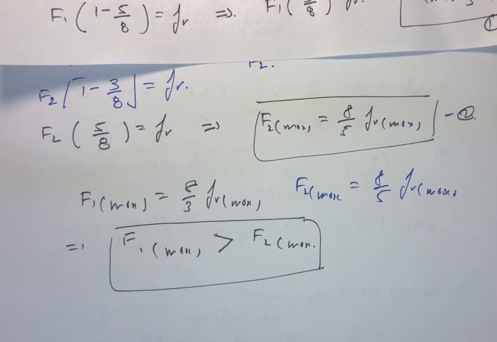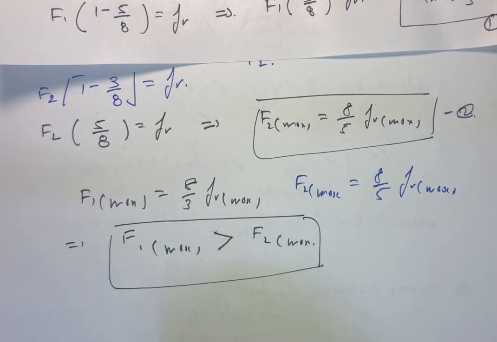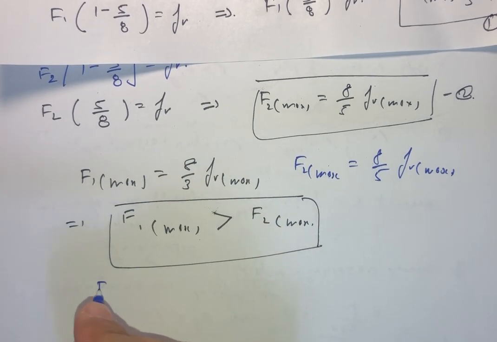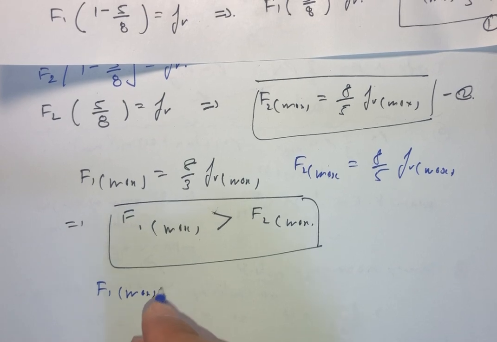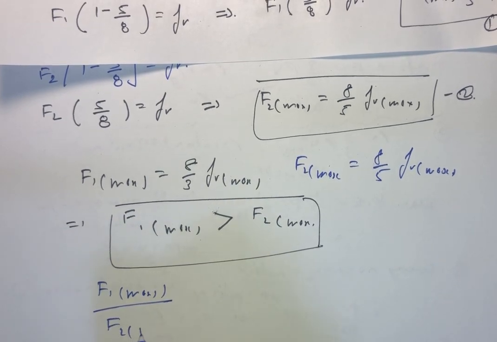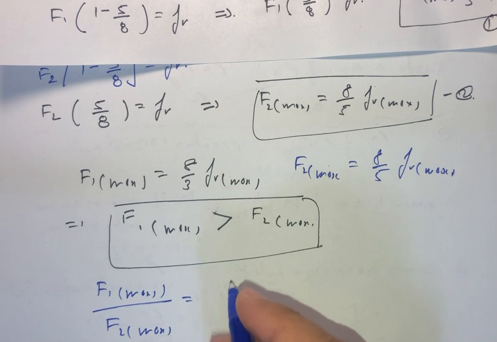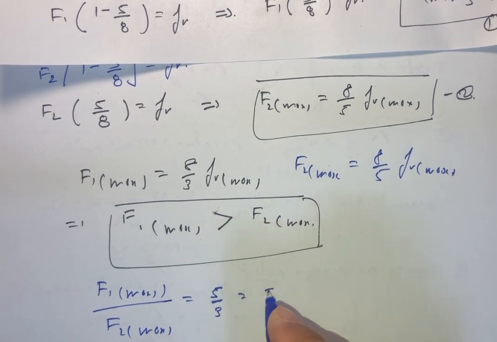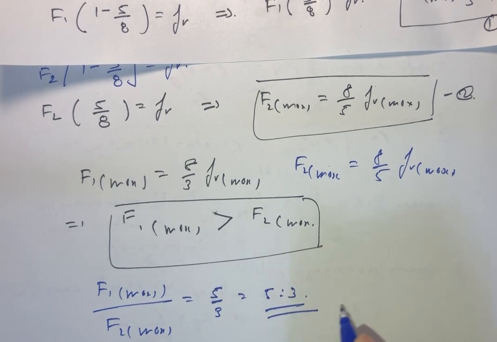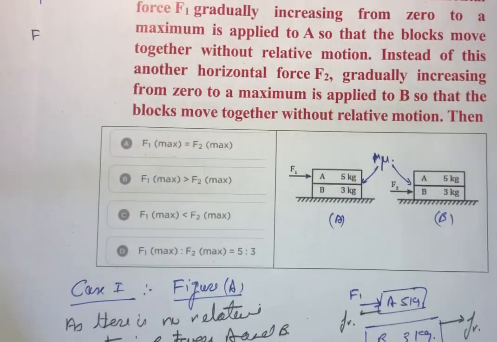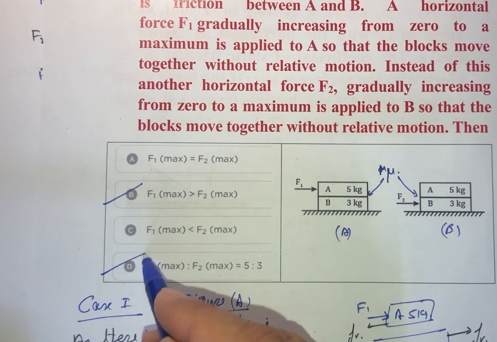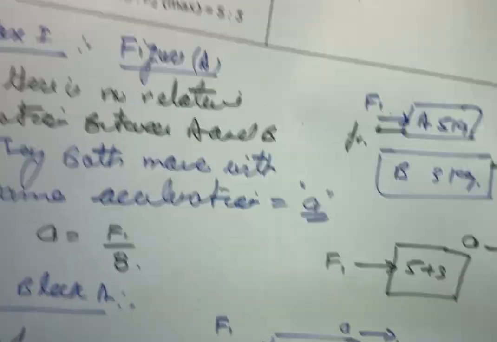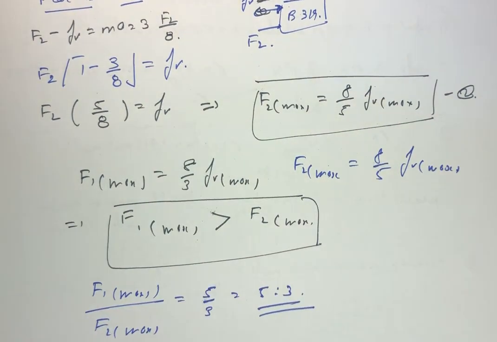In the second part, it is also asked what will be the ratio. So we can find out the ratio as F1 max divided by F2 max, which will be coming equal to 5/3, or we can write 5:3. So we have option number B and option number C as the correct ones. So this completes the first question.